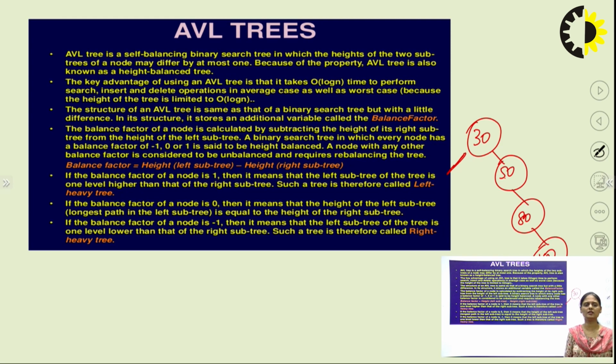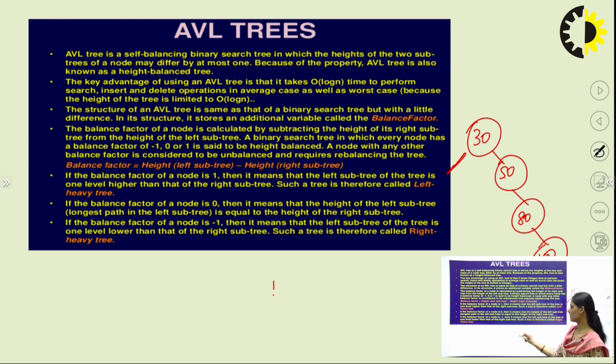AVL is named after the 3 researchers in this field, Adelson-Velsky and Landis. They all gave this algorithm which balances the height. It balances the height by finding out the balance factor of each node. The formula for finding the balance factor is: balance factor equals the height of the left subtree minus the height of the right subtree. So we will find the balance factor of every node.